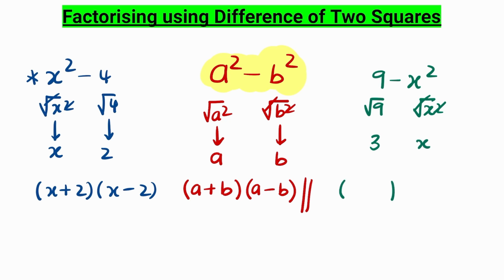After that, what should we do? We should put two pairs of brackets like this. Put both the terms in each of the brackets like this, 3 and x, 3 and x, and then after that plus in one pair of brackets and minus in the other pair of brackets. The answer is as simple as that.